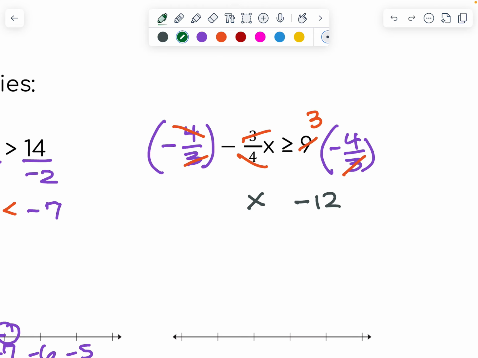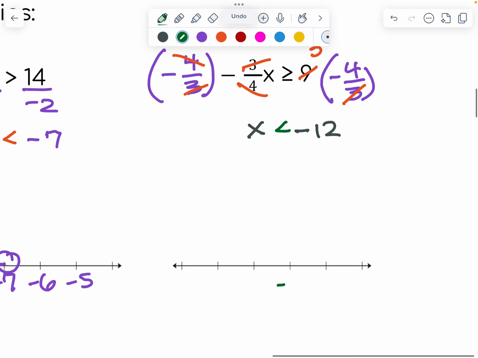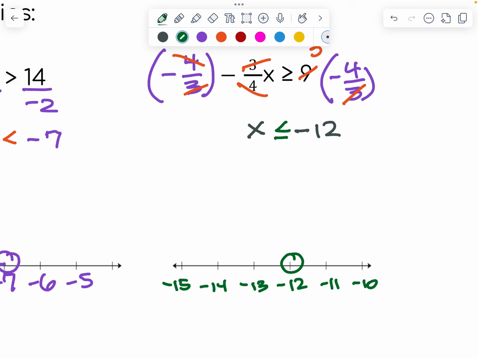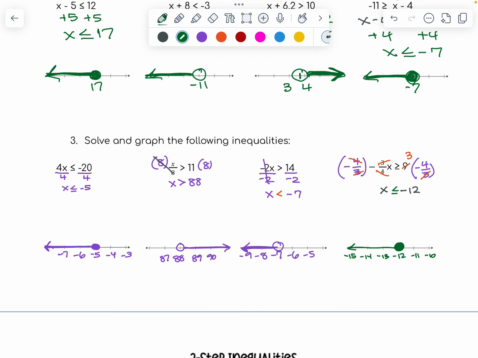So watch out and flip it. So here's negative 12. Do you notice the number line, the numbers are a little different since they're in the negatives? All right, open. Oh no, I forgot that. We're going to close it. Close point on negative 12 and shade less. Ta-da! That's our first page done.